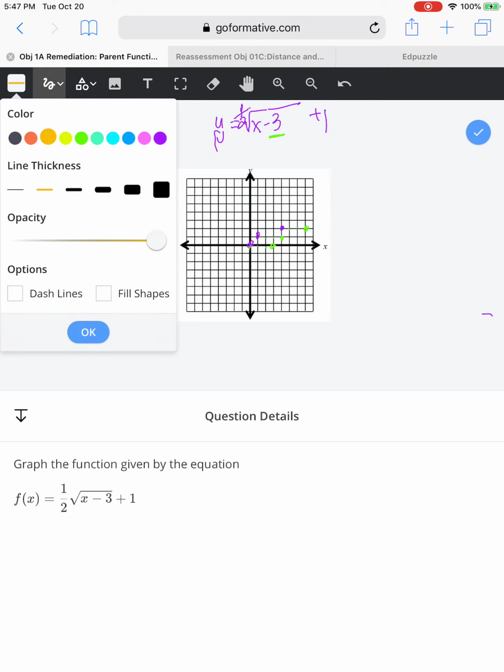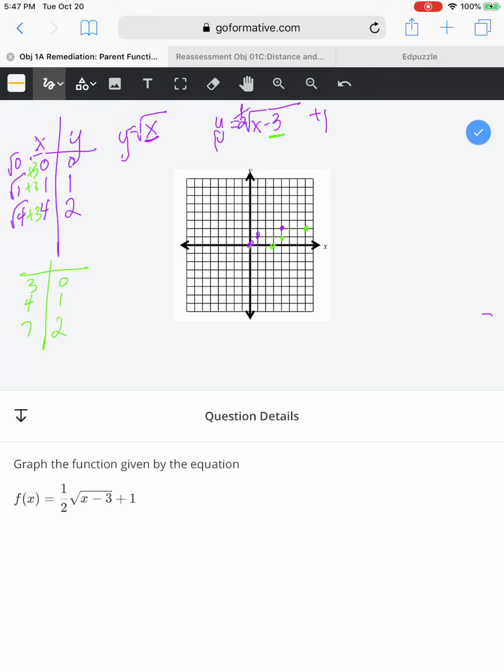Next thing I see is that I have a 1/2 on the outside, which means I'm multiplying all of my y values by a half. So it's a shrink of 1/2. So my table is going to look like this. I still have the 3, the 4, and the 7. It's going to be 0, 1/2, and 1. And again, it's half the y distance.